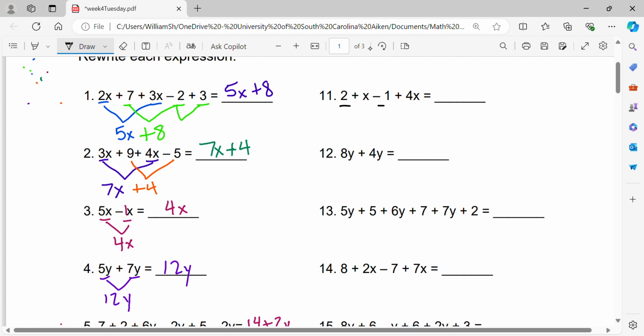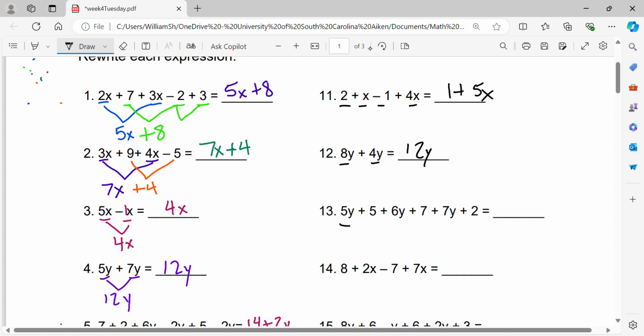Number 11 is 2 plus x minus 1 plus 4x. 2 minus 1 is 1. x plus 4x is 5x. Okay. Number 12. 8y plus 4y. 8 plus 4 is 12. I've got my y. Here I have 5y plus 5 plus 6y plus 7 plus 7y plus 2.